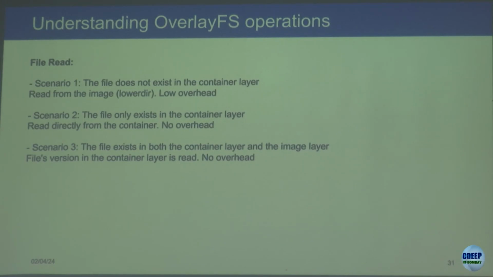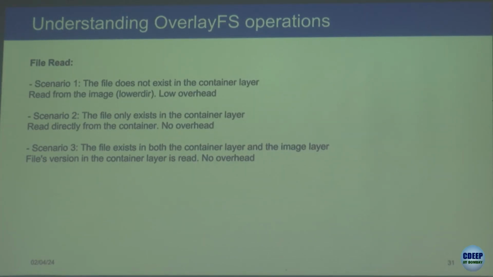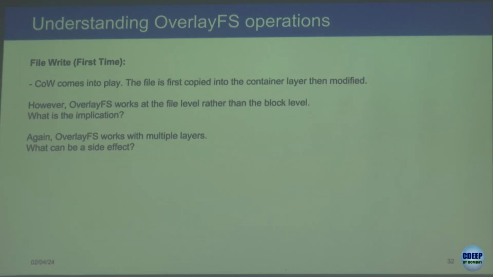The other case is that it is present in the container layer. Then you can directly read from here, no overhead, right? And there can be a scenario where that file is present both in the container layer and the image layer. Then you will always go for the container layer and read from it. Okay. Now here is the problem.